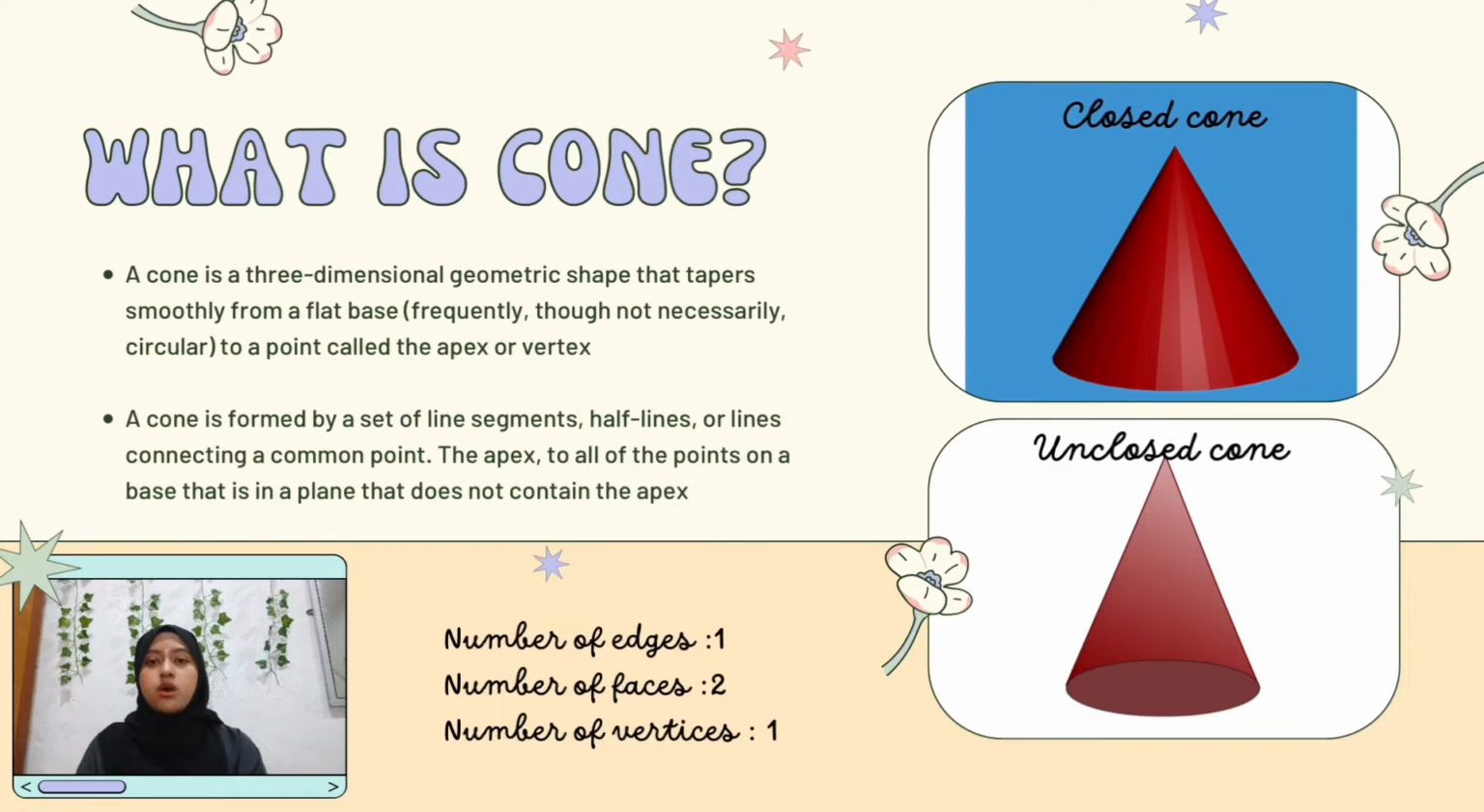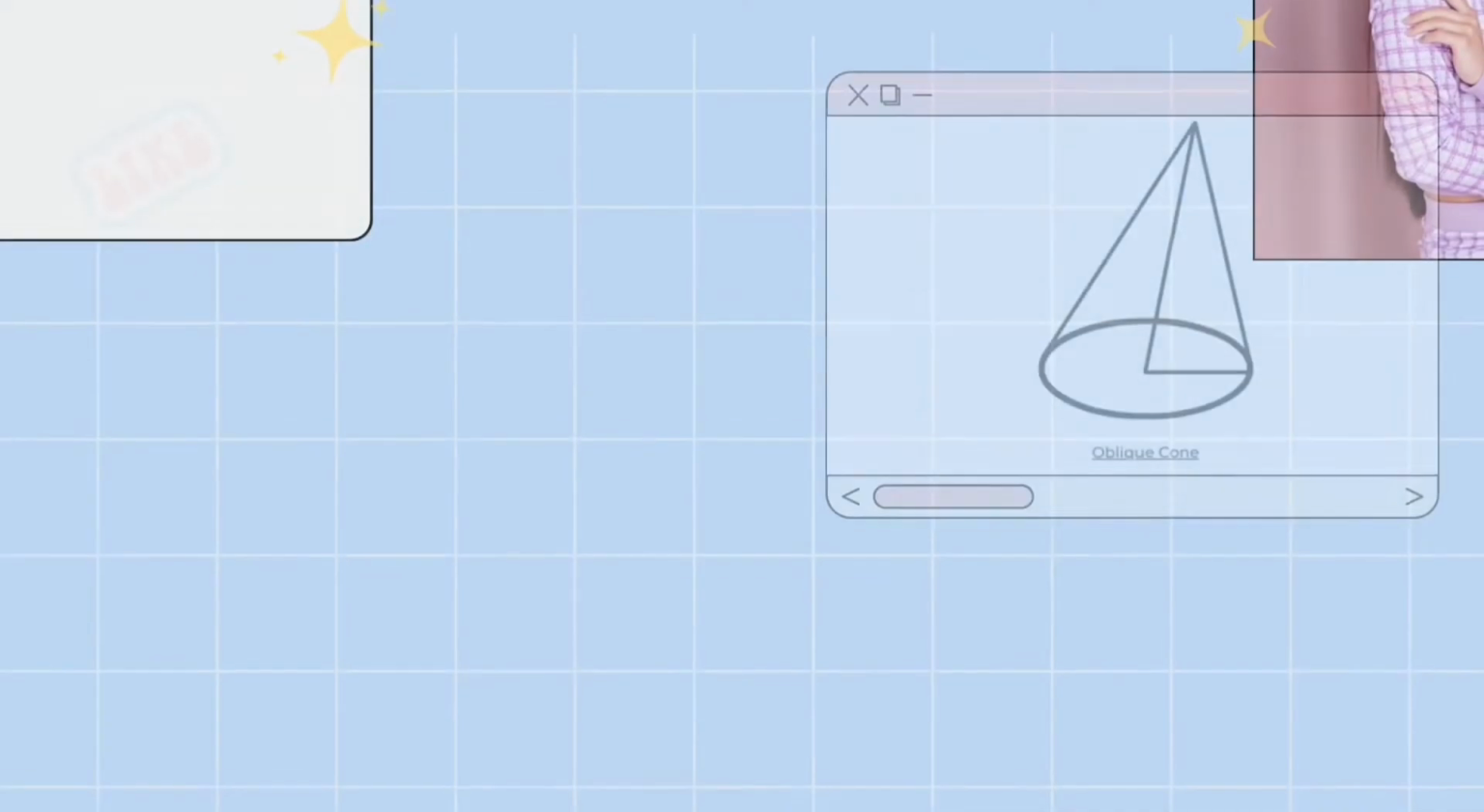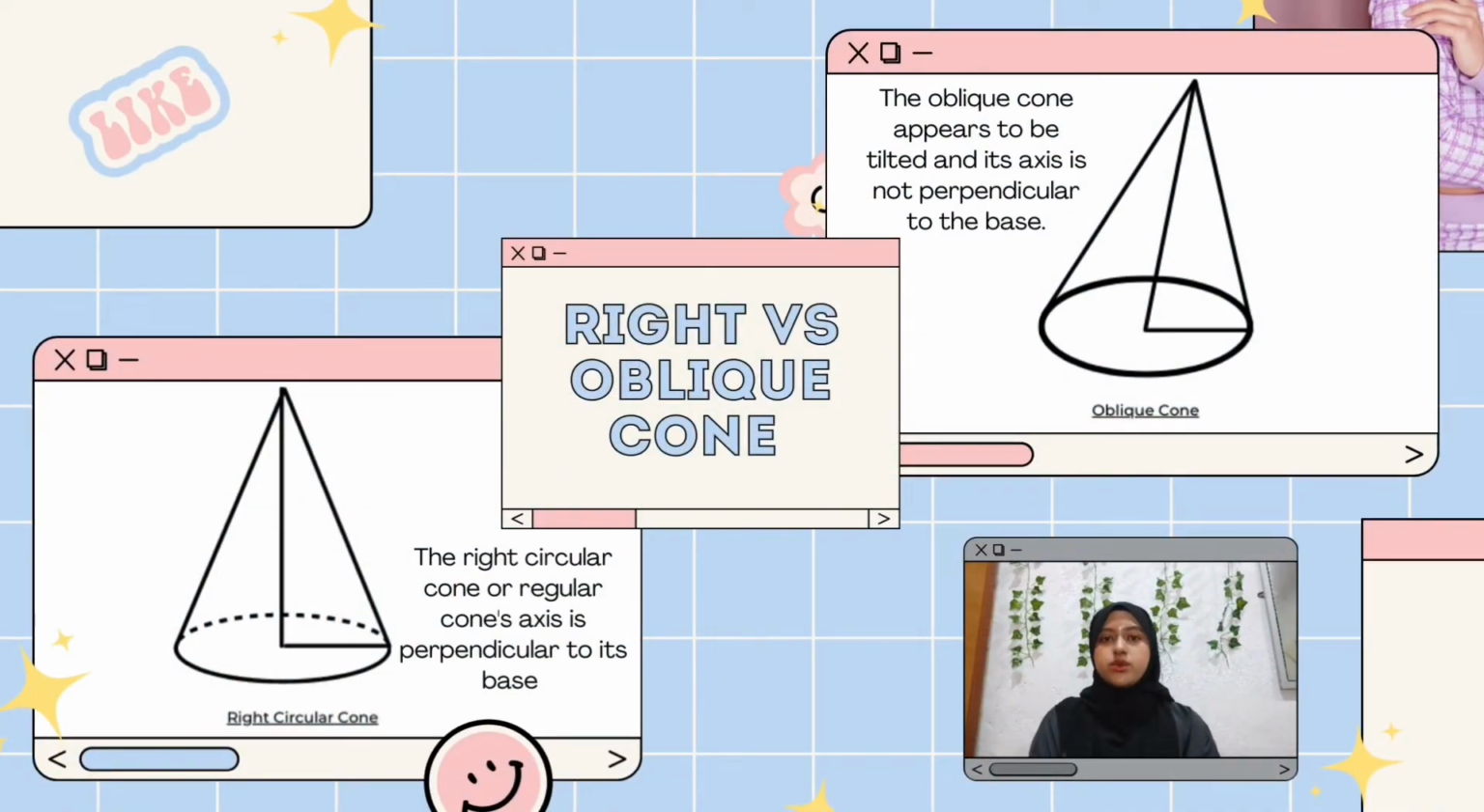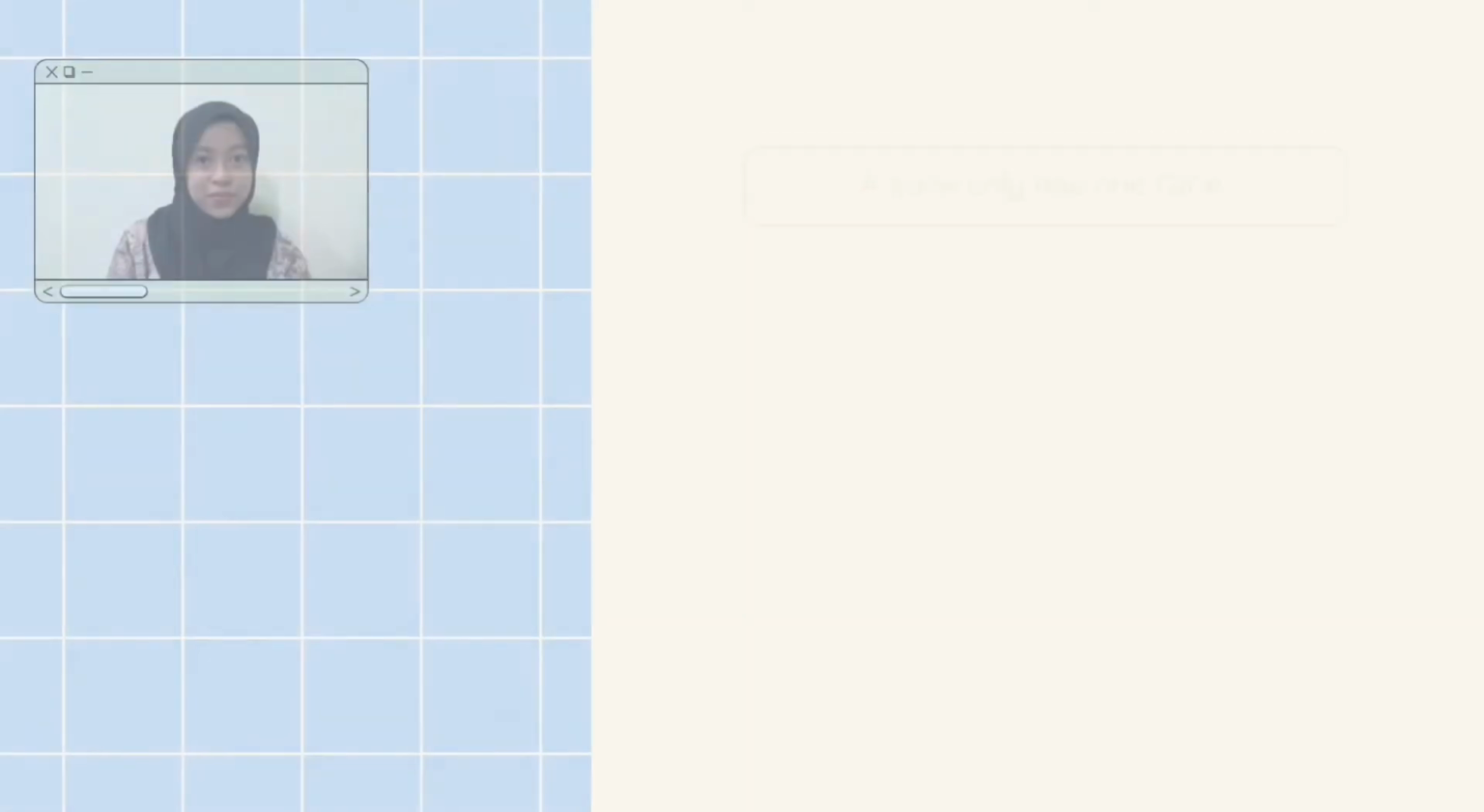Properties of cone: 1 edge, 2 faces, and 1 vertex. Right versus oblique cone. The oblique cone appears to be tilted and its axis is not perpendicular to the base. The right circular cone or regular cone's axis is perpendicular to its base.